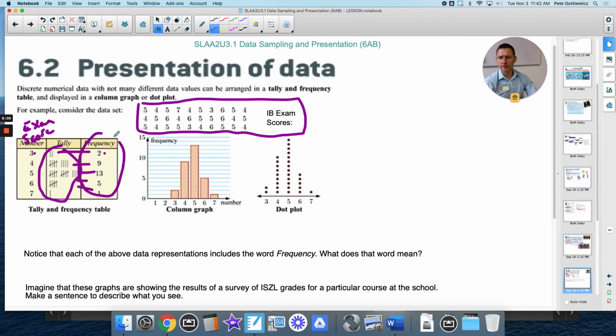You can turn this into a column graph and say, I didn't have 1s or 2s, obviously, but I had 2 3s, so that's this, and I had 9 4s, so a 4 came up 9 times, right? And a 5 came up 13 times. This is a column graph. That's a nice way to show data. You can also do a dot plot, which is the same thing, but with dots, right? This is 2 sets of 3. The frequency tells you how many times it occurs.